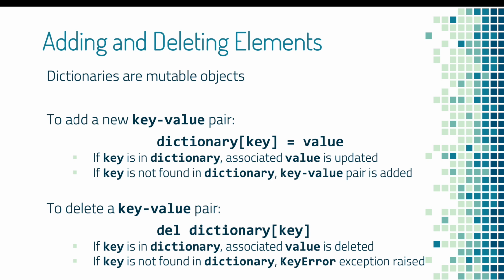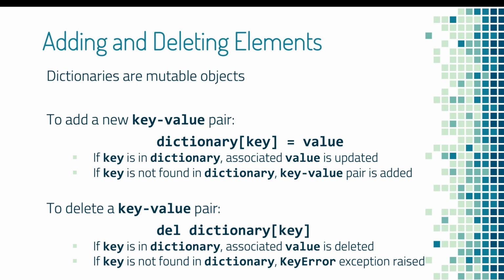If it's not found, that key value pair is added. Now, that's how we add and update key value pairs. If we want to delete a key value pair, we just use the del keyword that we've talked about with lists before. And we just do del dictionary bracket key.